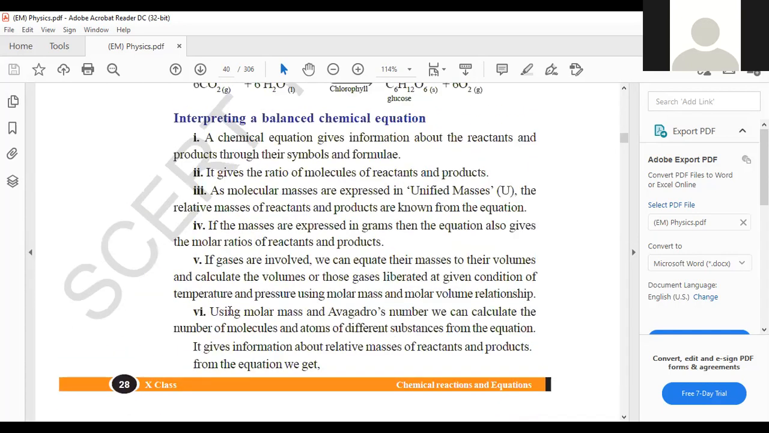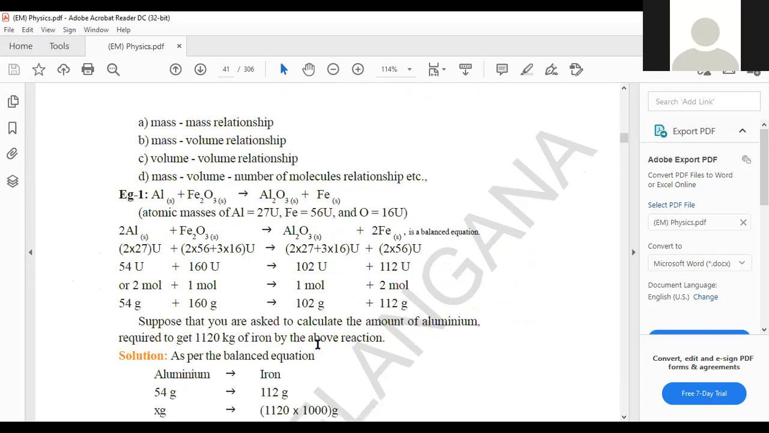Now, another point is that using molar mass and Avogadro number, we can calculate the number of molecules and atoms which are participating in the equation. Avogadro number is a constant for the number of molecules. So, using molar mass and Avogadro number, it is possible to balance the equation. Let us go with mass-mass relation, mass-volume, volume-volume, and mass-volume-number relationships.